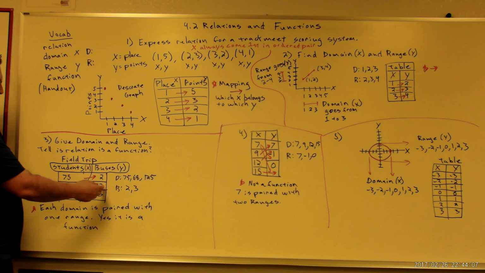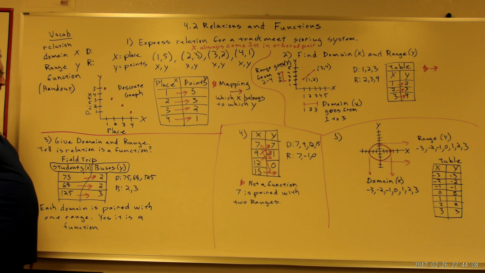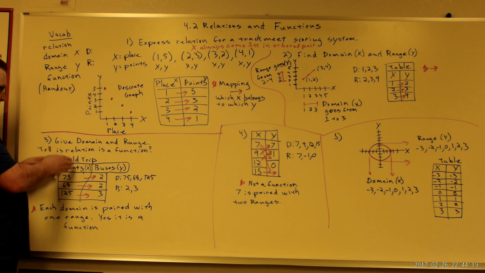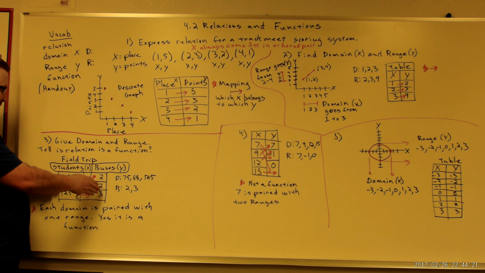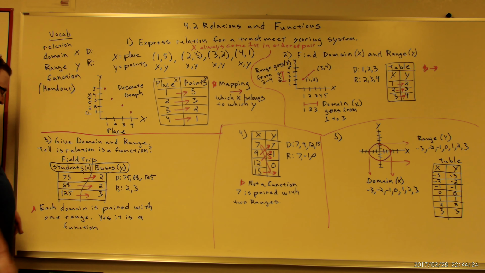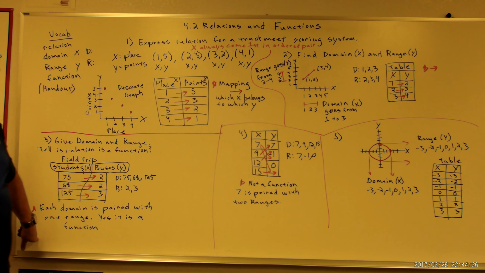Now ranges, we don't list the 2 twice. It's whatever our range is. So if a range repeats, we only list it once. So in looking at this, looking at the mapping, 75 belongs to 2, 68 belongs to 2, and 125 belongs to 2. So this is what's key.